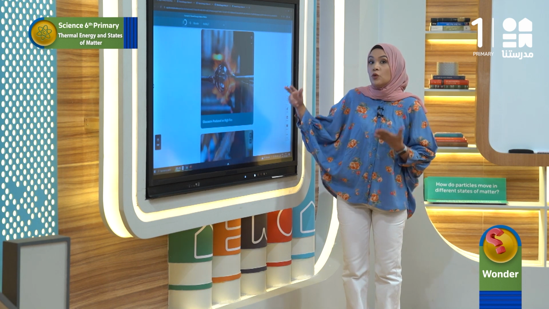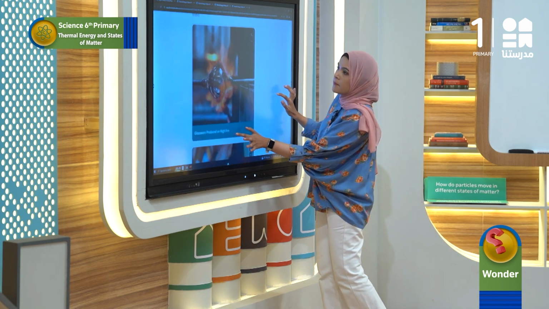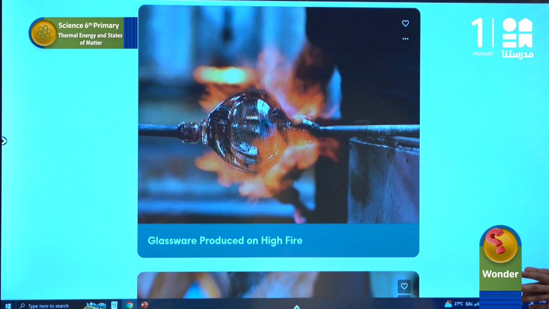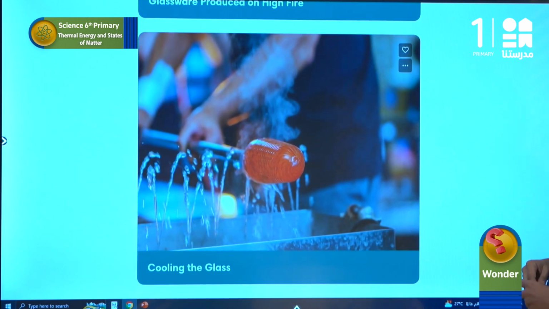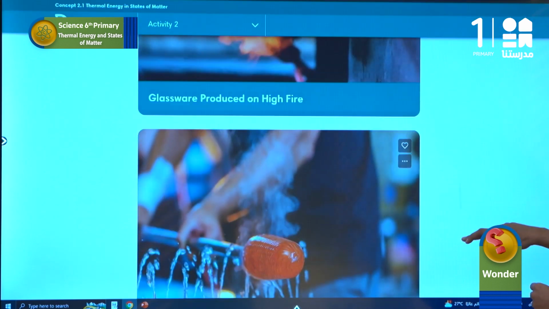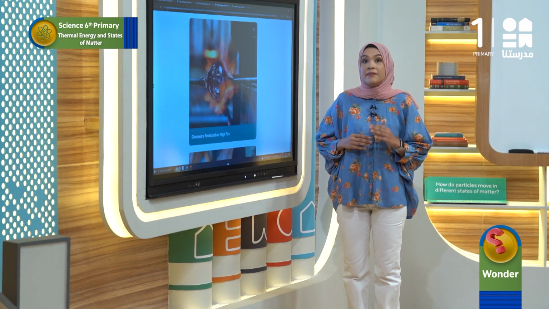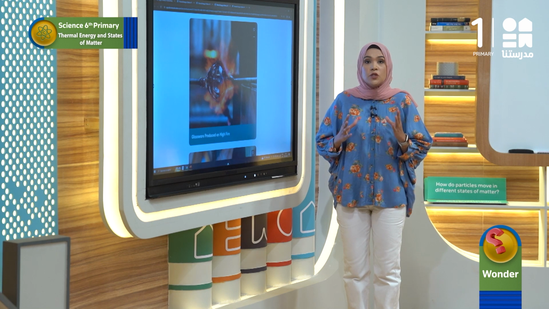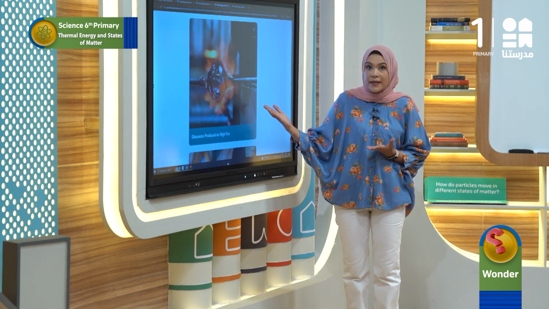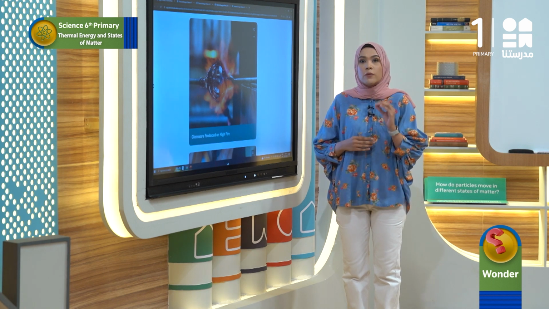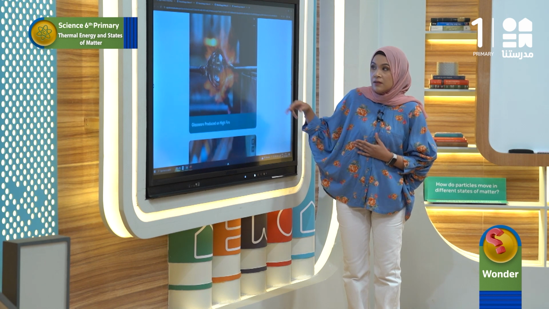Look at the two images well. This is the first image, and this is the second one. Look at them and think how we can use heat to make certain objects, such as shaping and forming glass. Do you observe how the shape of glass changes when it's heated?